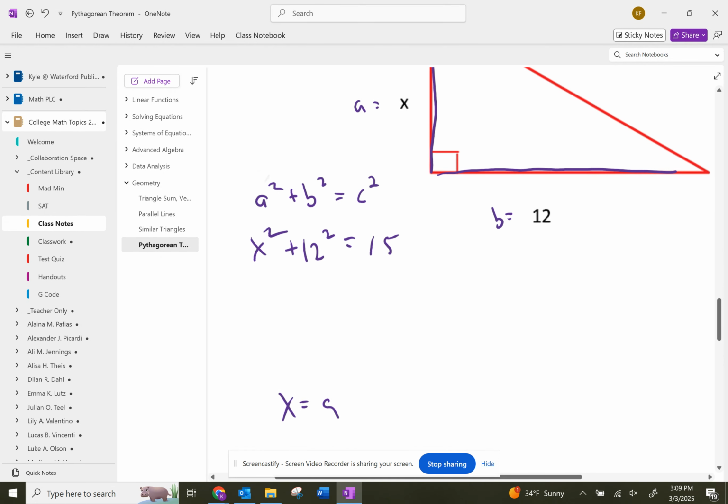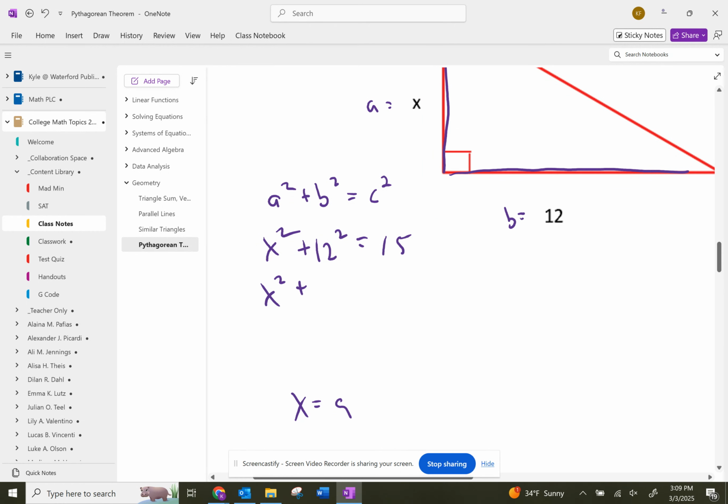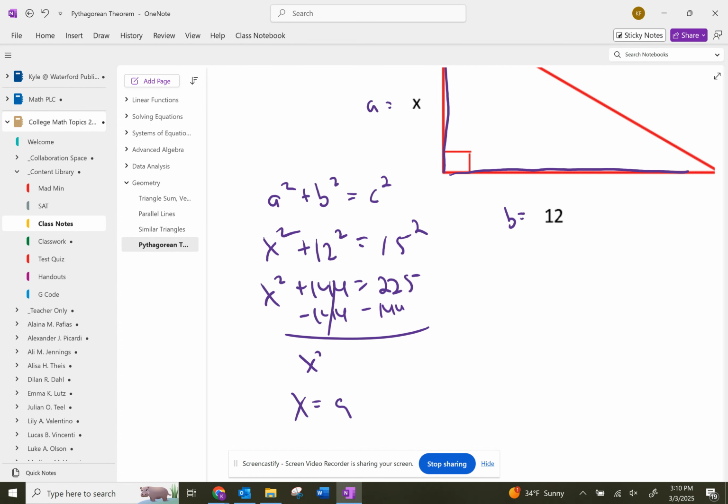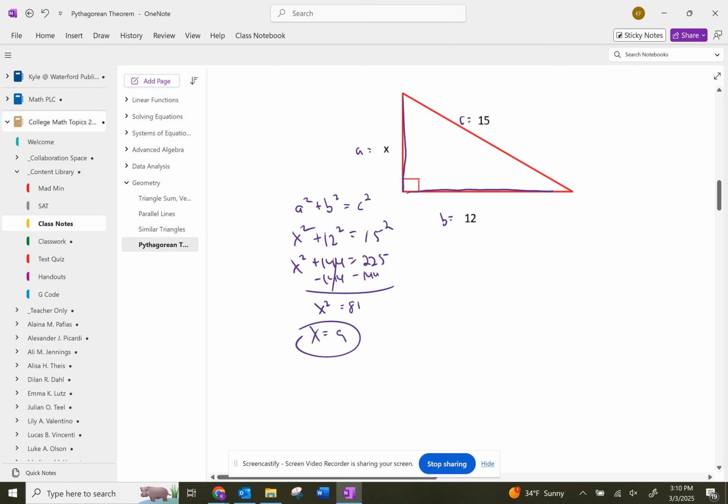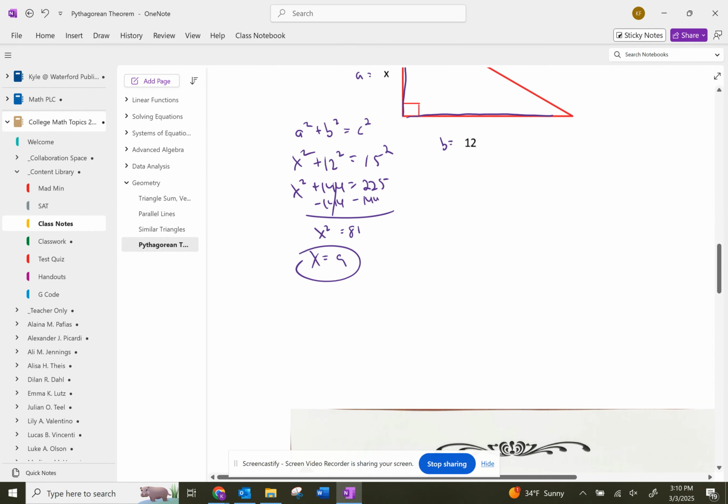And without Desmos, we can still get that, because 12 squared is 144. And 15 squared is 225. If you subtract 144 from both sides, 225 minus 144 is 81. And if you square root 81, you get 9. So either way you can get it, whether it's algebraically or Desmos, but it's a good strategy to have.